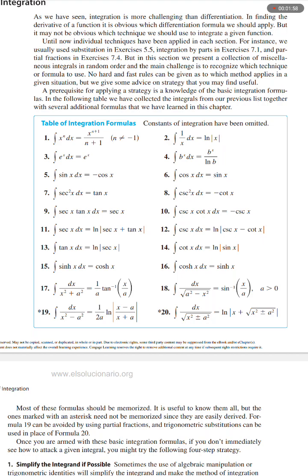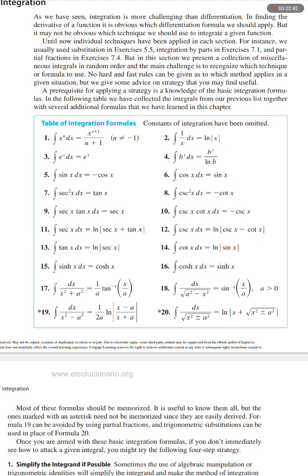The table of integration formulas. Constants of integration have been omitted. Number 1, the integral of x to the power n dx equals x to the power n plus 1 over n plus 1, where n is not equal to -1. Number 2, the integral of 1 over x dx equals the natural log of the absolute value of x. Number 3, the integral of e to the power x dx equals e to the x.